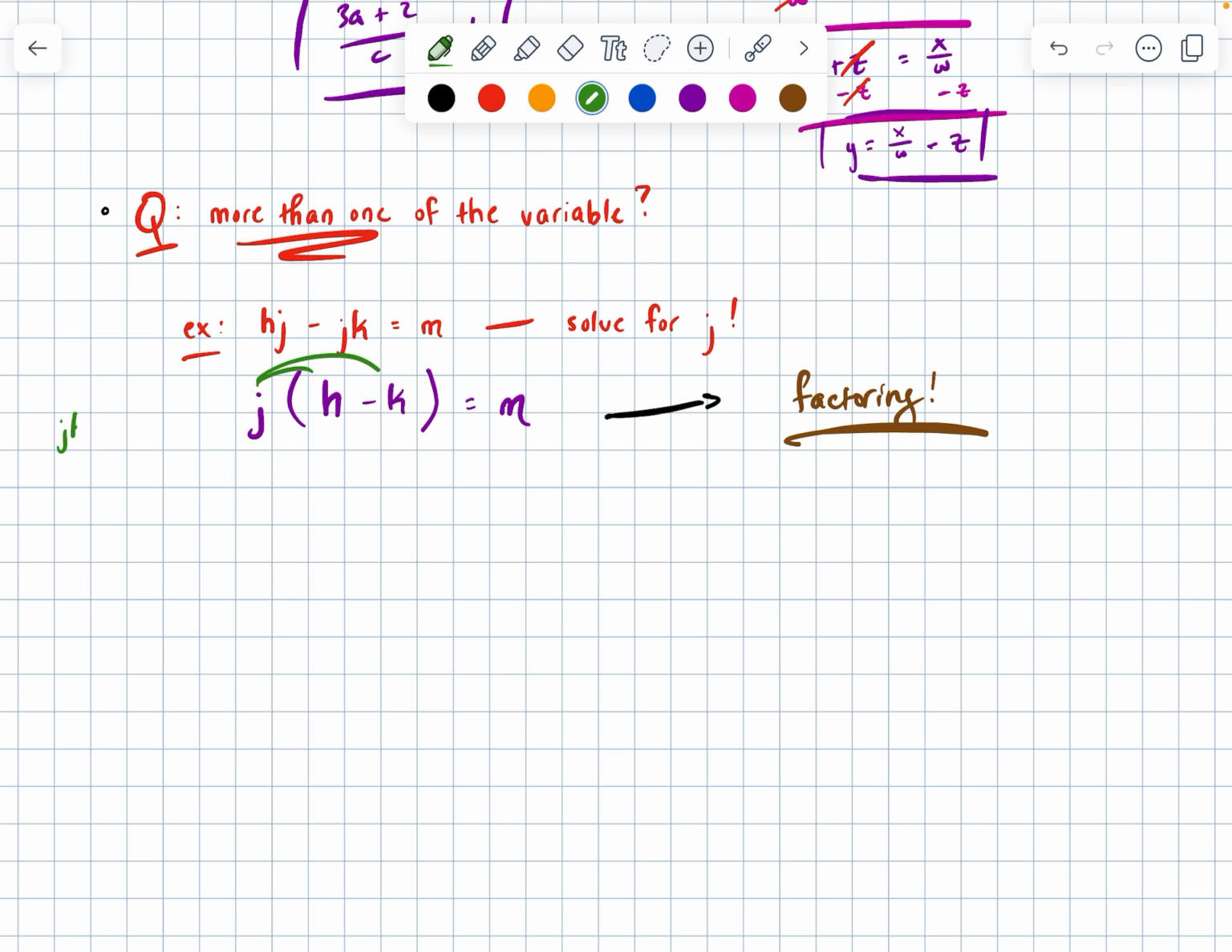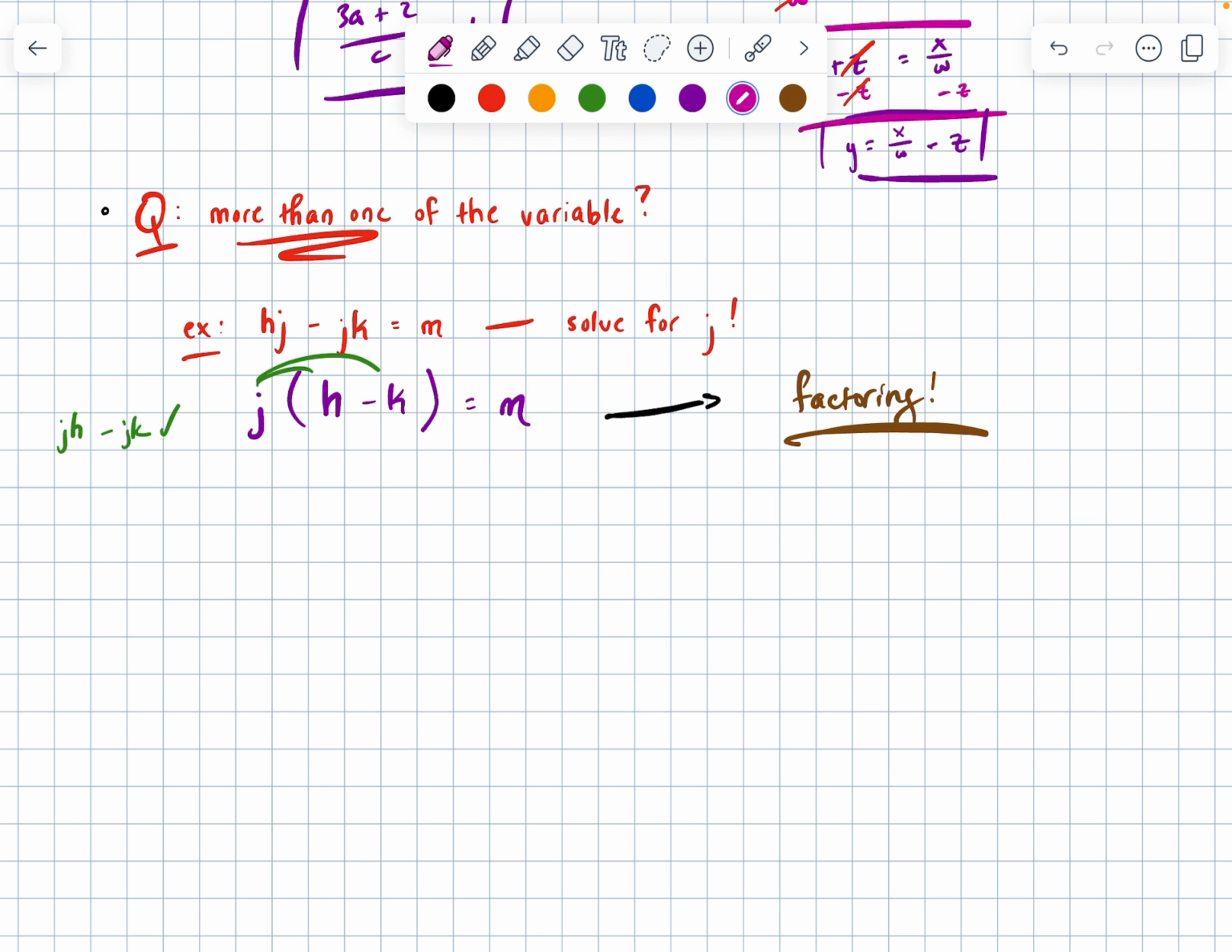Very quickly, let's check and make sure. If I distribute j to h, I get jh. If I distribute j to negative k, I get negative jk. Is that where we started? Heck yeah. Cool. So now, I'm trying to get j by itself.